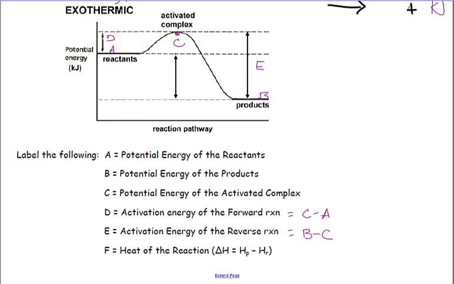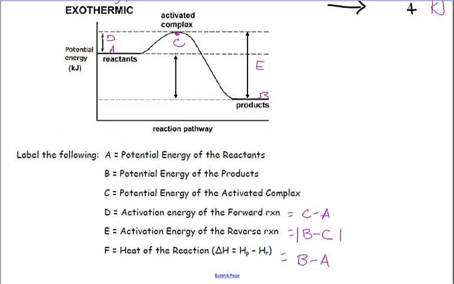Now, heat of the reaction, same thing. Heat of the products minus the heat of the reactants. Since this is lower, you're going to get a negative number. So it's actually equal to B minus A. Now, the activation energy is always going to be a positive number, so it doesn't matter. If you do B minus C, you'll get negative, but you're not taking away energy when it gets back up there. So this has got to be the absolute value of B minus C, because it's just how much energy is needed to get to that point. You can't take away energy to get a reaction to go forward.